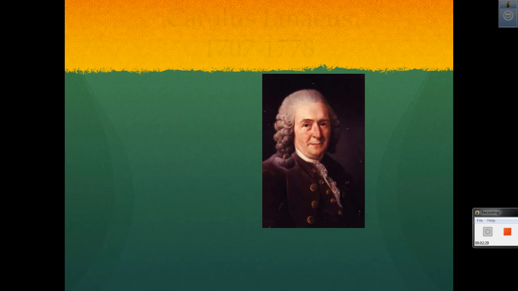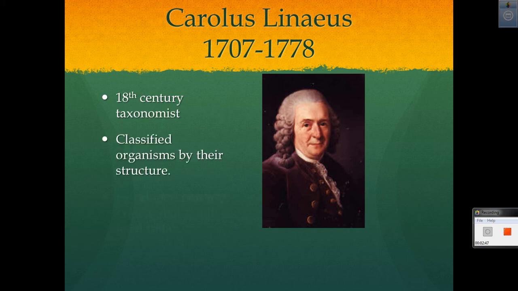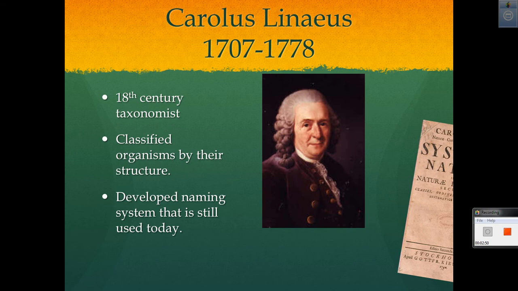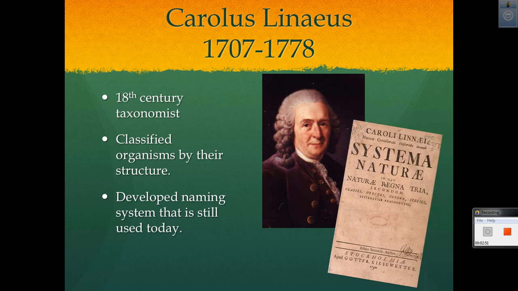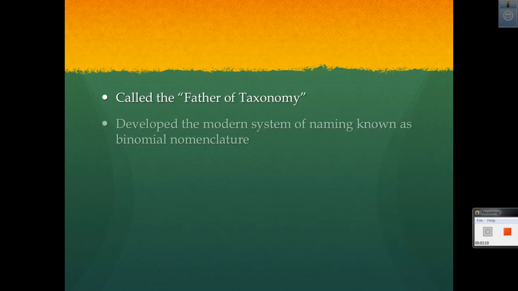Carolus Linnaeus was the man who we credit with most of our knowledge about taxonomy, and he was the first one to really give us a concrete classification system. He was an 18th century taxonomist, and he classified organisms based on their structure. He developed the naming system that we still use today, the binomial nomenclature. He published all of this in the Systema Naturae, his book on how we classify organisms. He also redid his name to fit within his binomial nomenclature scheme. He's called the father of taxonomy, and he developed the modern system of naming known as binomial nomenclature.